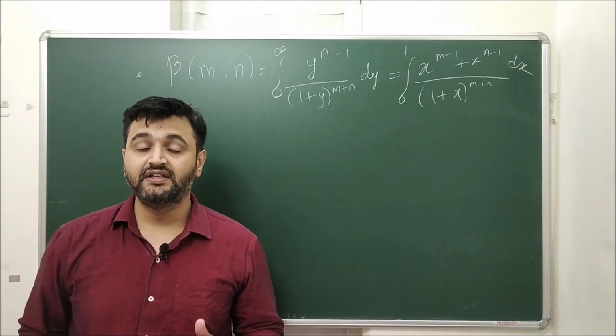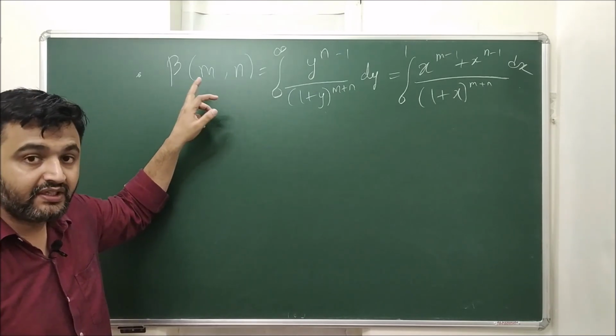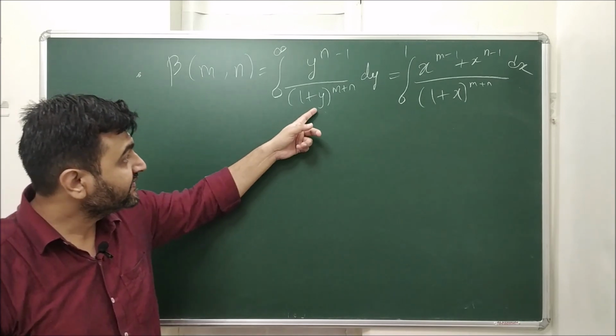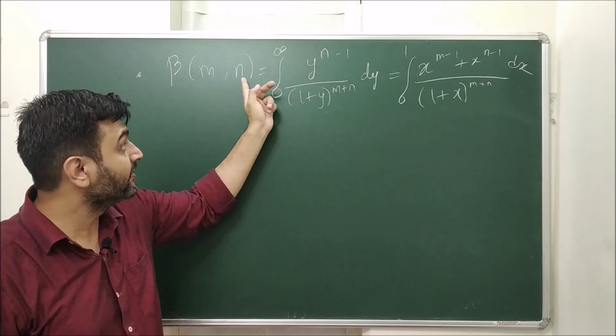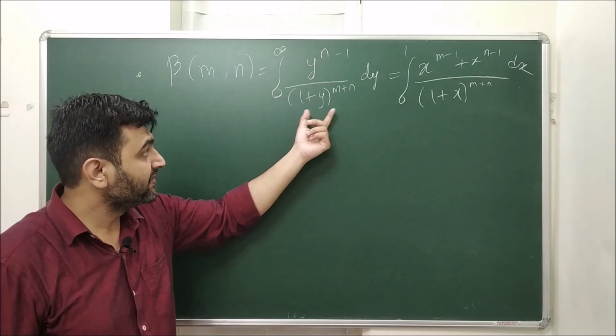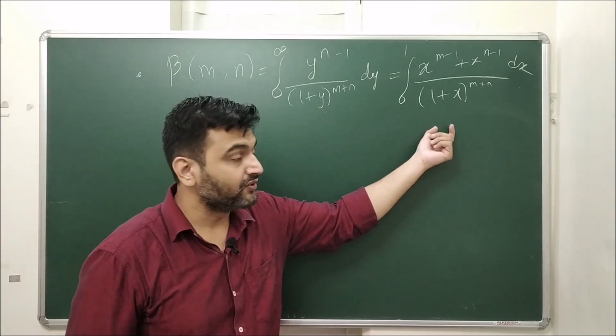So here is one more relation that we use frequently. It connects the beta function, whose integral limits are 0 to 1, to this integral whose limits are 0 to infinity. It's y raised to the second component minus 1 upon 1 plus y raised to the addition of the components. And again this is connected with this 0 to 1.